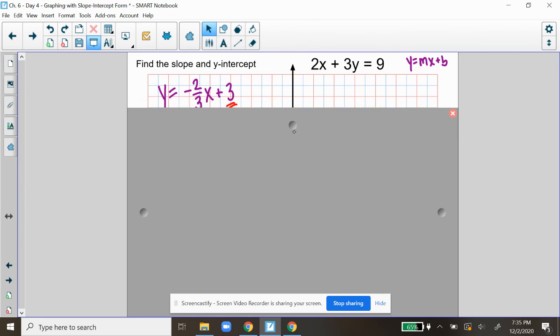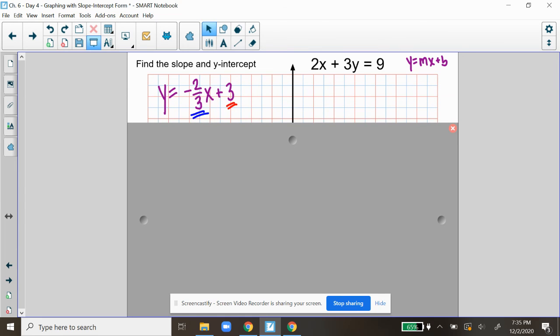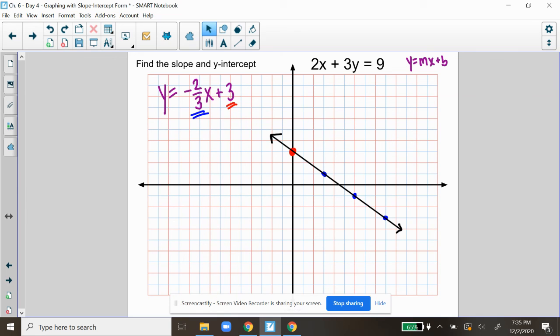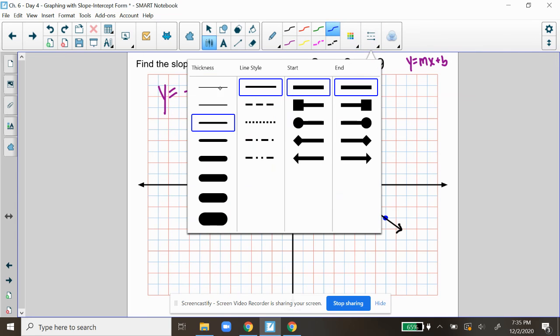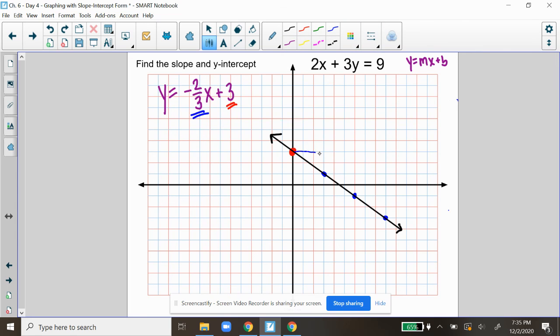Okay, you're back. Hopefully you rearranged it to be y equals negative 2/3 x plus 3. So that means that our starting value is 3 and my slope is negative 2/3. So when I graph this, I'm going to start at my y-intercept of 3, and then I'm going to build my triangle by going forward 3 and then down 2. Again, forwards 3 and down 2.